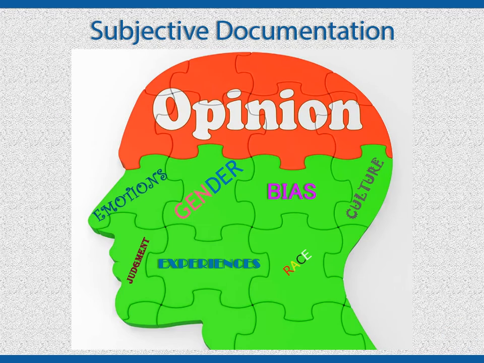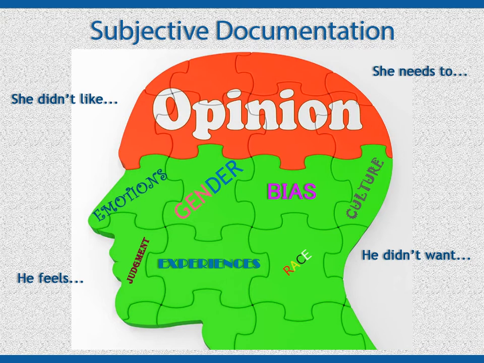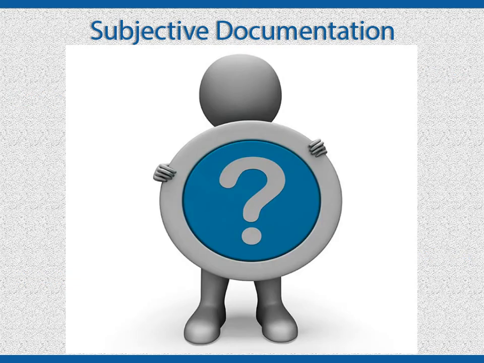Subjective documentation incorporates the writer's opinion, judgment, assumptions, and beliefs. It could include information that is rumors or suspicions. Subjective language would include phrases like, he did not want to, she doesn't like, he feels, she needs to, and so on. How do you document answers to questions objectively?